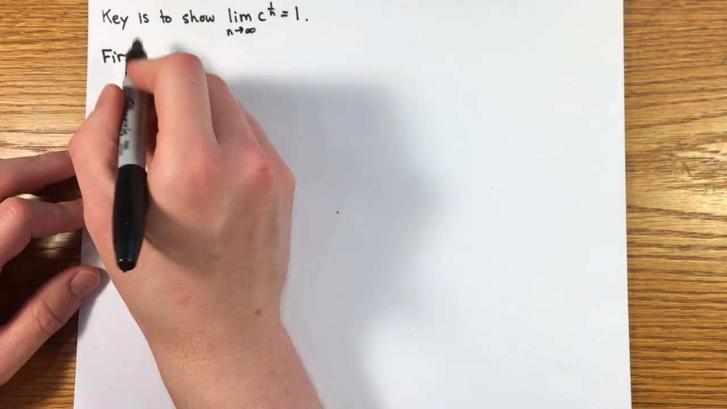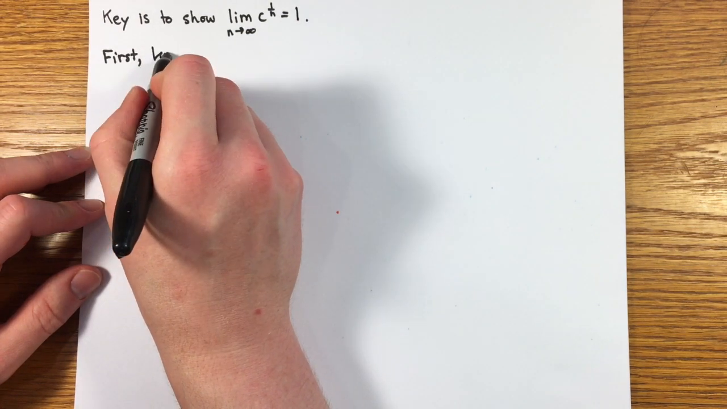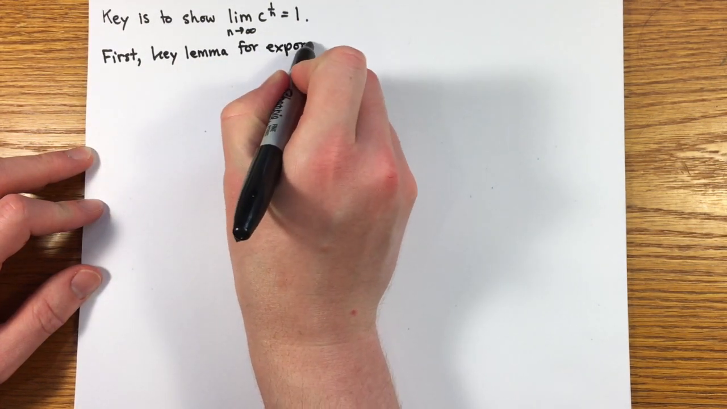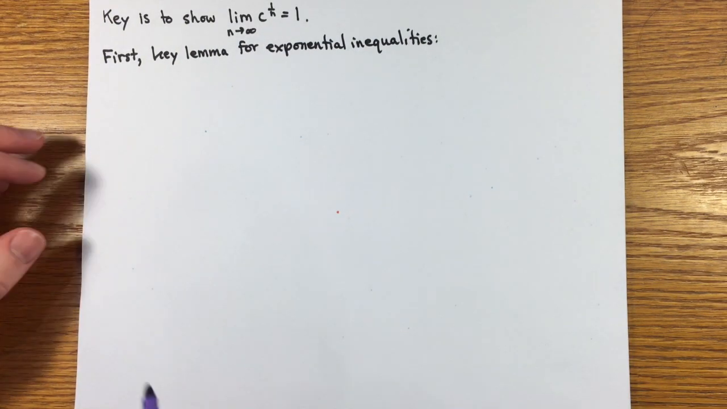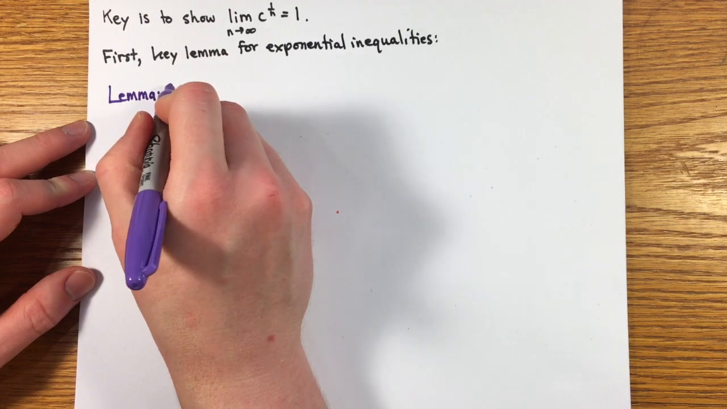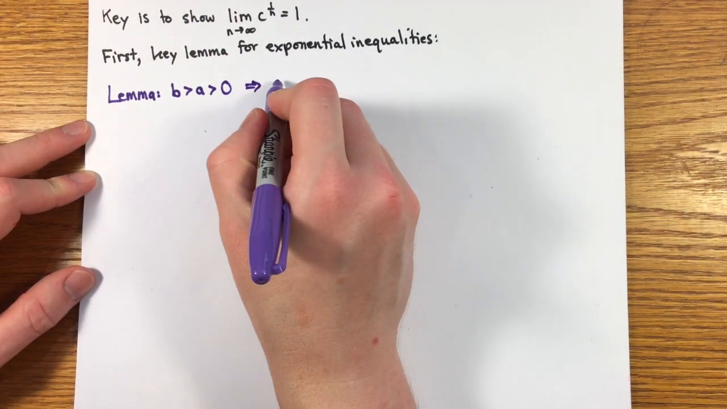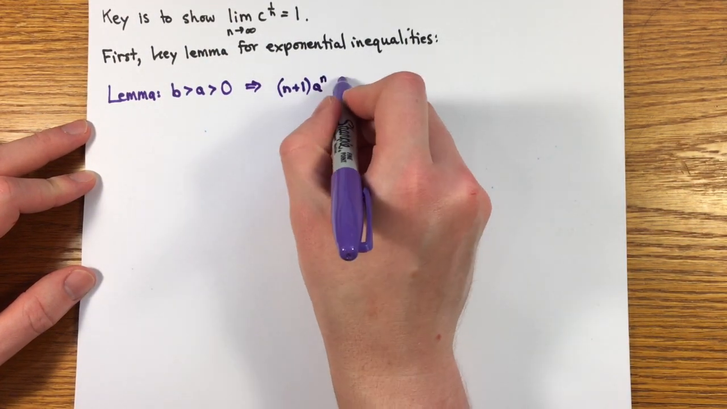The way to do this, and remember, we don't have access to the properties of the exponential or the logarithm, is to use a very nice algebraic inequality for dealing with exponentiation. So here's the key lemma for inequalities involving exponents. Let's take a and b to be real numbers with b greater than a greater than 0.